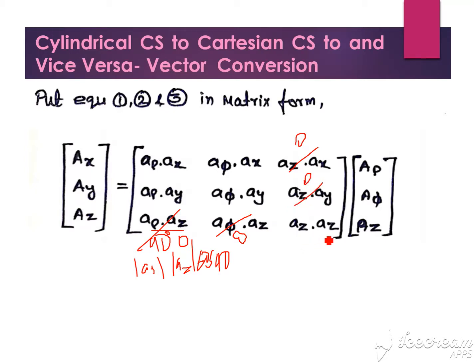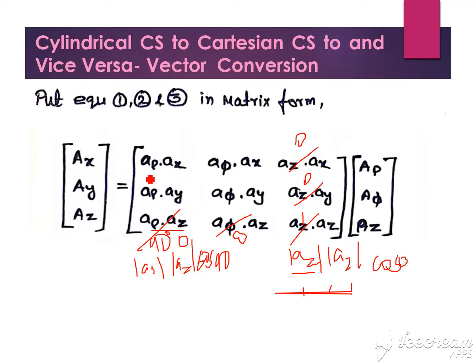So here a_z dot a_z, we can find as mod of a_z into mod of a_z into cos of the angle, and the angle is 0, cos 0. The mod of a unit vector is 1, so 1 into 1 into 1. So the answer for this term is 1. So we found 5 terms, and we need to find the remaining 4 parameters. Here the values are 0, 0, 1, 0, 0. Now we need to find the remaining parameters.